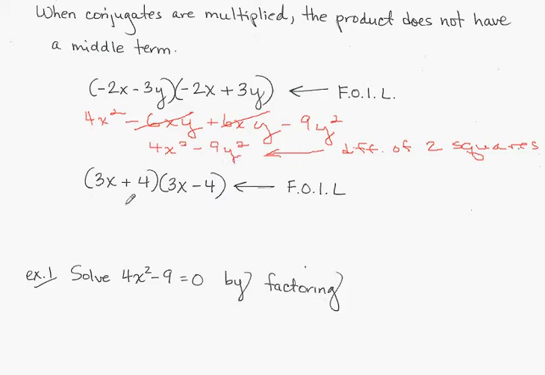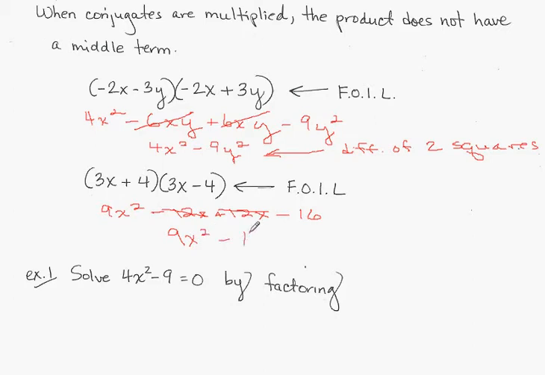Let's try this one if we do FOIL. The first would be 9x squared. The outer would be minus, remember your outer, minus 12x. And your inner would be positive 12x. And your last would be minus 16. Here again, the outer and the inner always add out, and we're left with the difference of two squares.